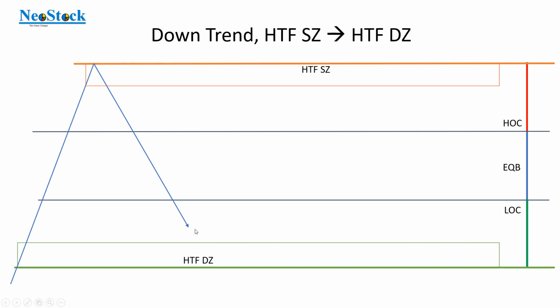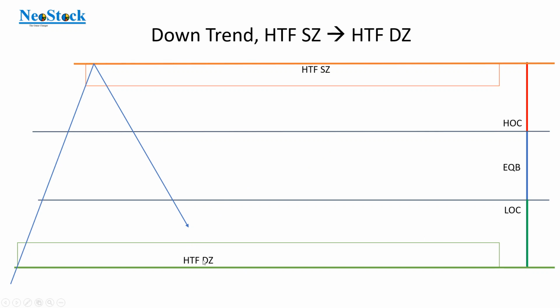Why can we plan the short trades? The reason is trend is downtrend and HTF direction is HTF supply zone to the HTF demand zone. When the HTF price direction is from HTF supply zone to HTF demand zone, we can also plan short trades at the low on the curve.